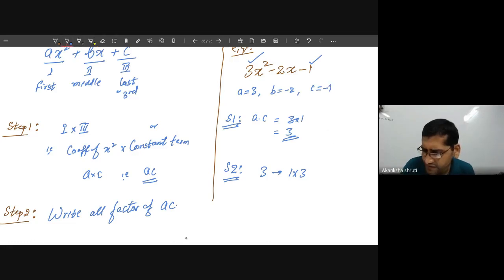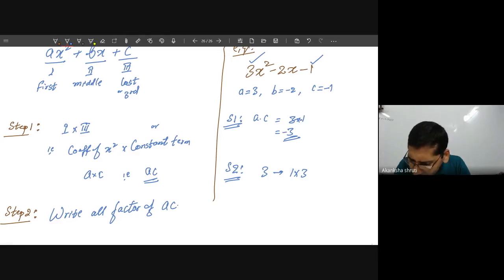It is minus 1. So product is 1, 3 into minus 1. It is going to give us minus 3. A student, write this as minus 3. So now we have to write the factor of minus 3, not the plus 3, because C is negative here, A is positive. So product of 3 into minus 1 is minus 3. So therefore we have to write the factor of minus 3.